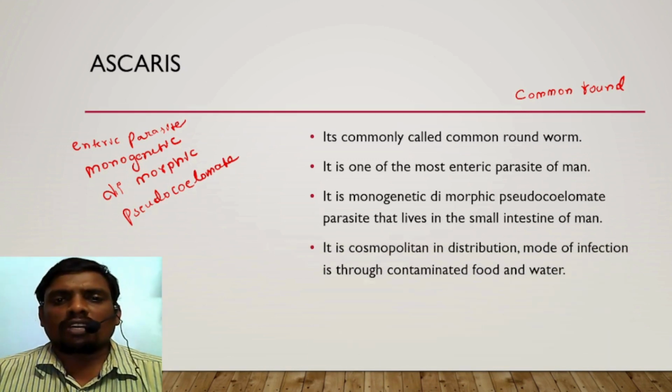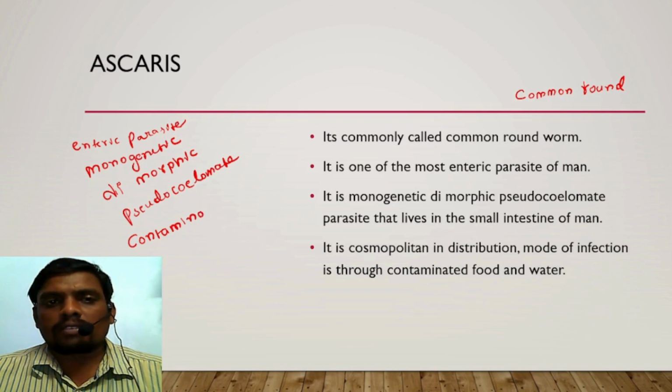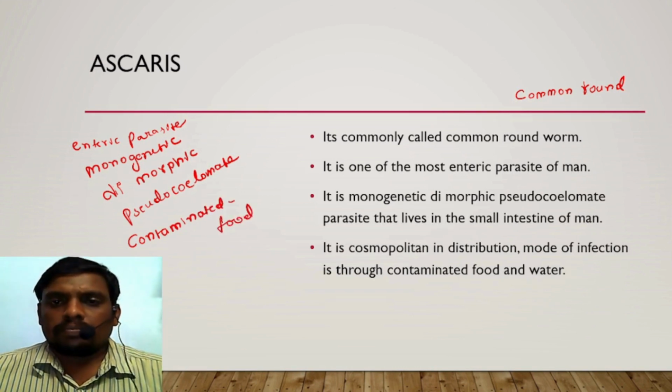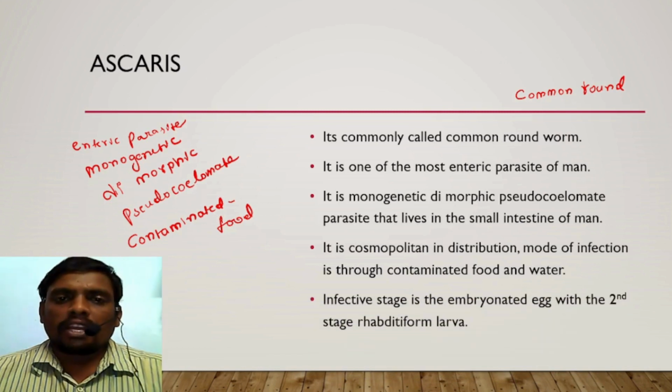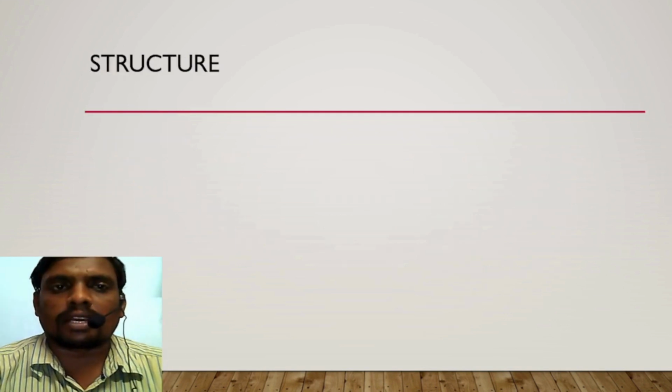Mode of infection: how does it transfer from one place to another? It is transferred by contamination through food and water. The infective stage is the embryonated egg with the second stage rhabditiform larva. A larval stage is present, which means indirect development.